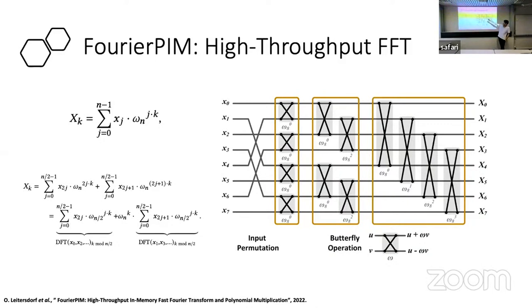We have the inputs starting on the left. We first have to permute them in some form. That's this step here. But then every time we have these operations, called butterfly operations, they receive two elements of the vector, perform some logic on those two elements, and output them. Specifically, that logic is: you get u, you get v, you also get a constant omega, and you output these two results. What's interesting here is that every yellow box contains n divided by two different butterfly operations that are completely independent. They operate on different elements of the vector, and thus we can perform them all in parallel.